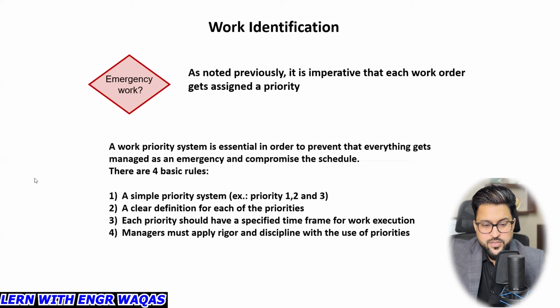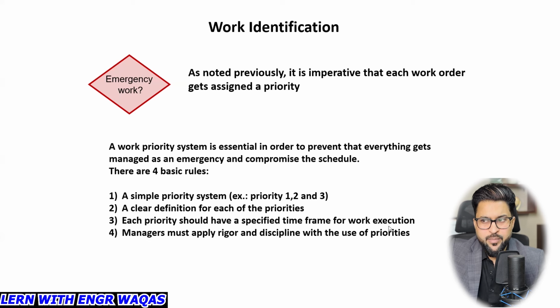So there are four rules. A simple priority system, 1, 2, 3. You can tag them: one, high priority; two, medium priority; and three, least priority. And then a clear definition of each of the priorities. Yes, like one is high priority, it should be mentioned there. Then each priority should have a specified time frame for work execution.